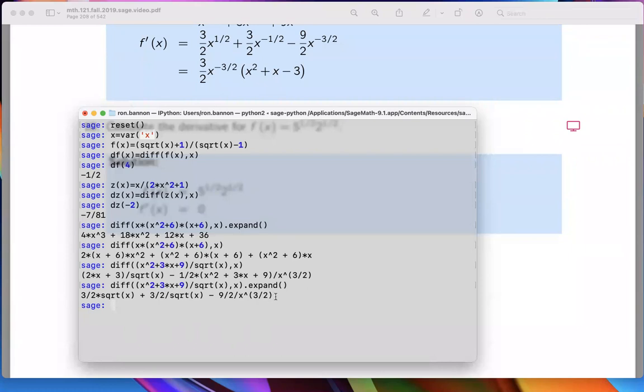It worked out beautifully. It really did. This answer and this answer are the same. I've got to be honest with you, though. I prefer the answer that's written over here because it's in factored form. And you want to start to think about that.